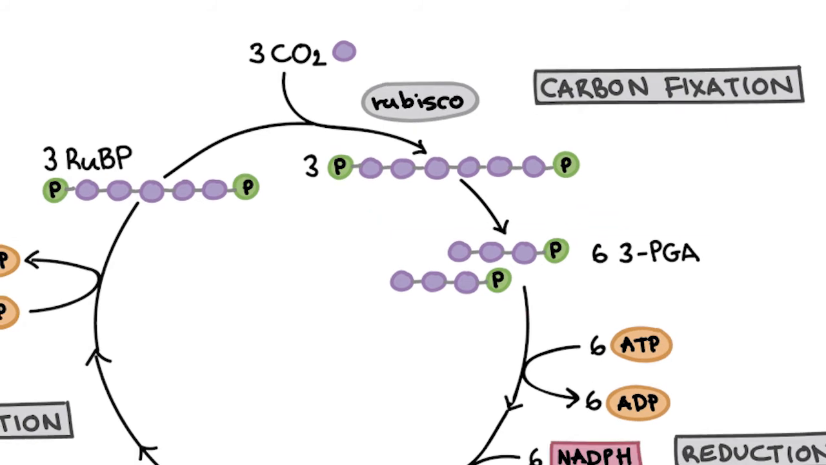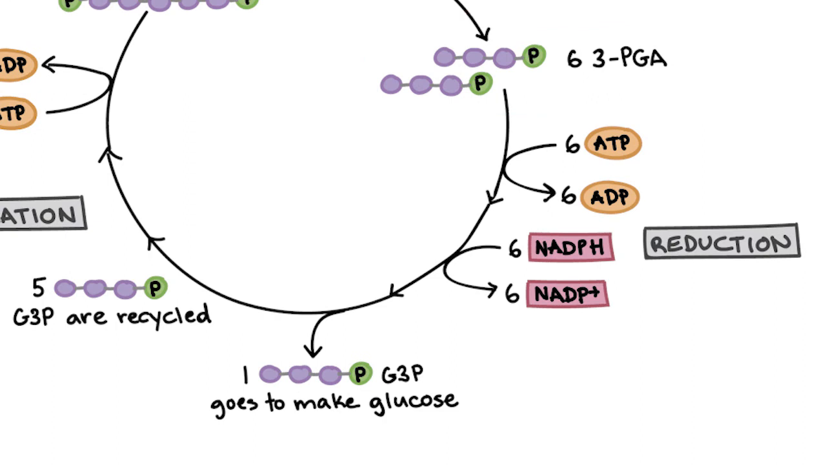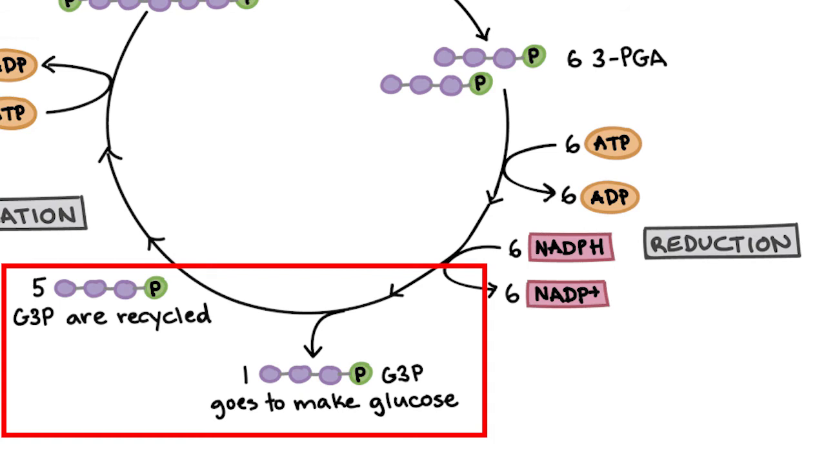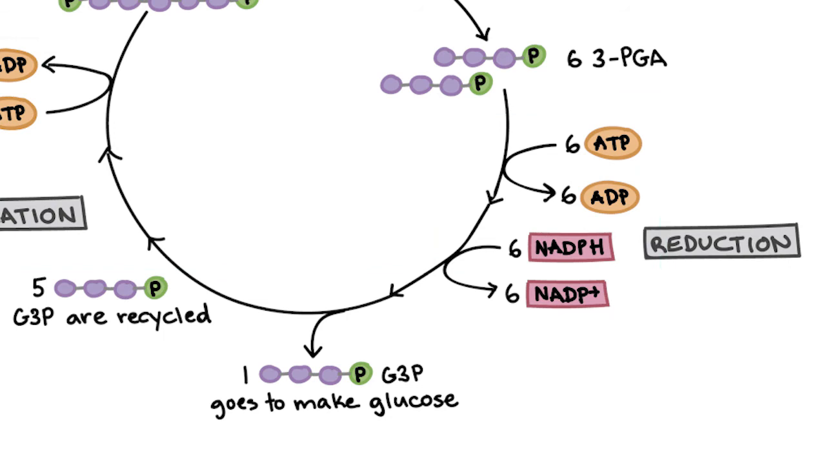In the second stage, which is reduction, the 6 molecules of 3-PGA are converted into 6 molecules of a 3-carbon sugar, glyceraldehyde 3-phosphate, or G3P, by ATP and NADPH. Let us recall that in reduction, a molecule gains electrons. This stage is a reduction process since NADPH donates electrons to the 3-carbon intermediate to make G3P.